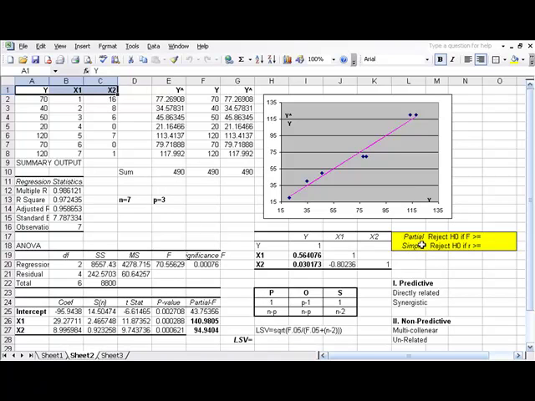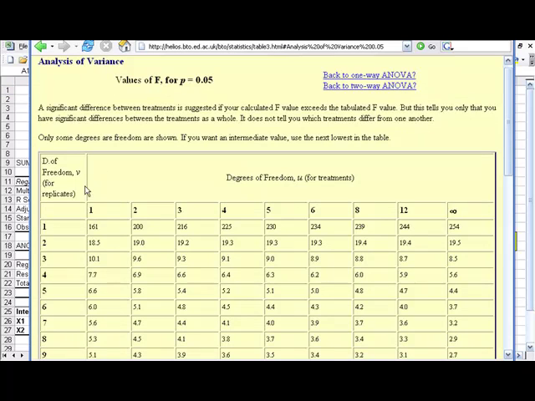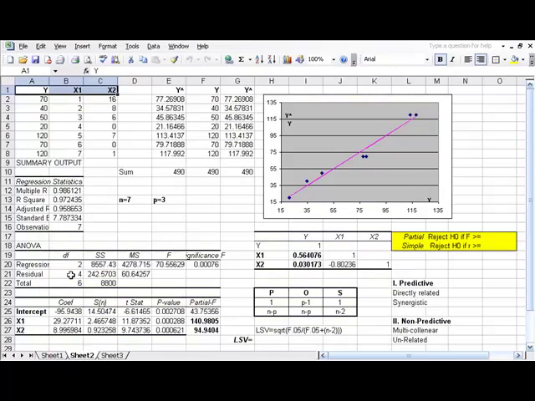So to get our reject rule for F, for our predictive or non-predictive, we need to look up 1 and n minus p, n being 7, p being 3, so 7 minus 3 is 4. So we look up 1 comma 4. Here's 1, and then we go down to 4, which is 7.7. Now for our reject rule, we just plug in 7.7.